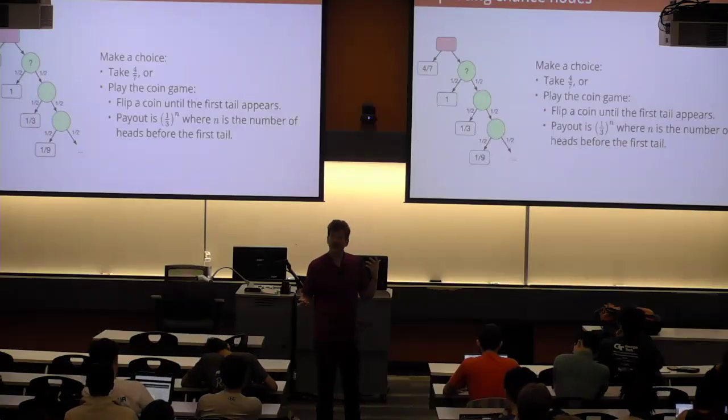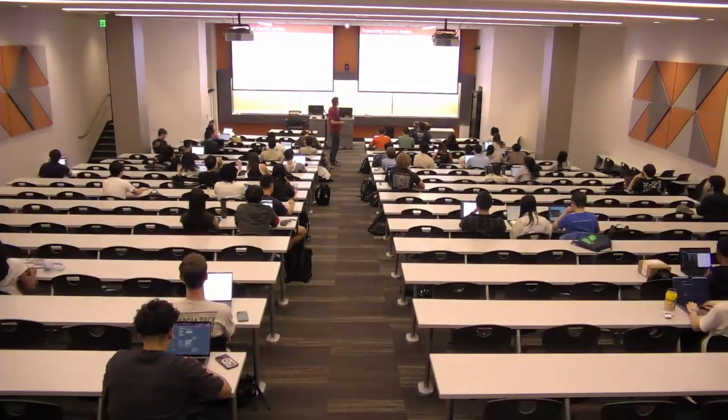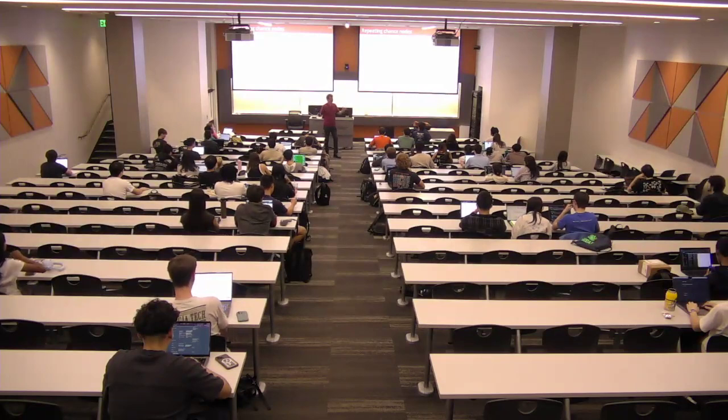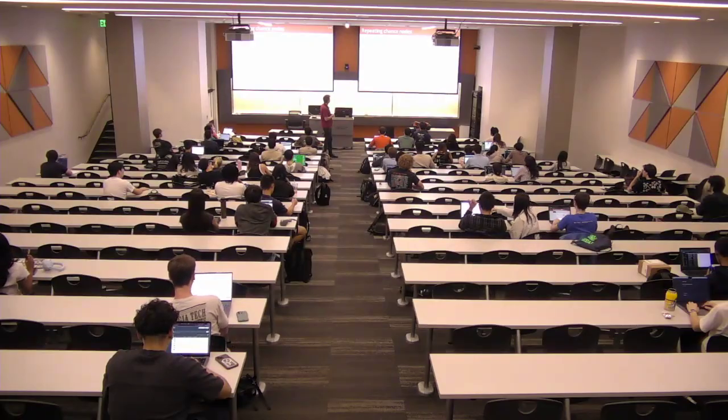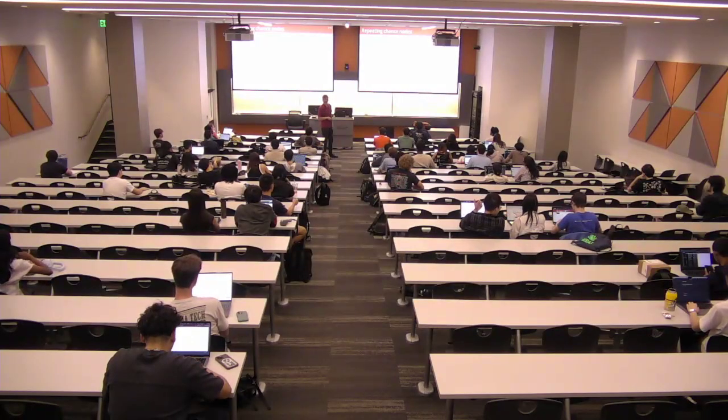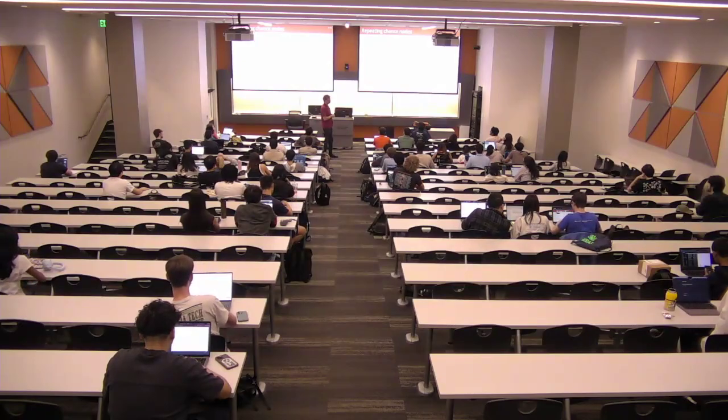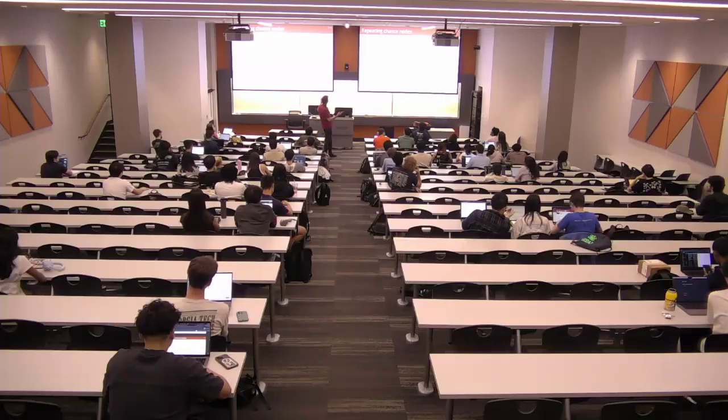There are trees where this is infinite. I just thought this was sort of a fun case. So let's say you're trying to decide between a guaranteed 4/7 utility, whatever that is, or you play this game, where there's a coin toss. If you get tails on the first flip, you get 1. If you get tails on the second flip, you get 1/3. If you get tails on the third flip, you get 1/9, and so on. What do you choose?